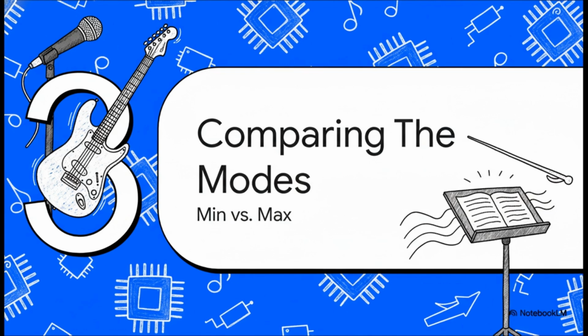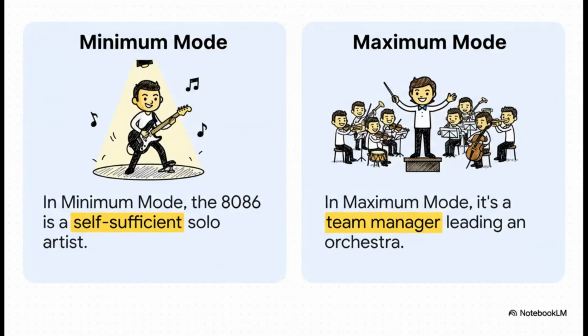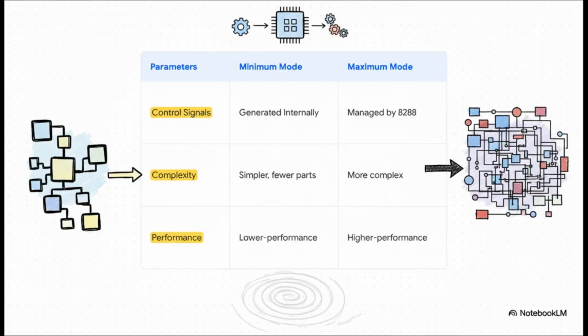Okay, so we've got the solo artist and we've got the conductor. How do these two personalities really stack up against each other? Let's break it down. When you get right down to it, the difference is all about one simple idea. Is the processor a self-sufficient solo act doing everything itself? Or is it a team manager delegating tasks to get a much, much bigger job done? And this table just lays it all out perfectly. You've got minimum mode, which gives you simplicity and a lower cost, and then you've got maximum mode, which gives you all the raw power and flexibility you need to build really complex systems, but it comes with more complexity. This choice is exactly what made the 8086 so incredibly adaptable.